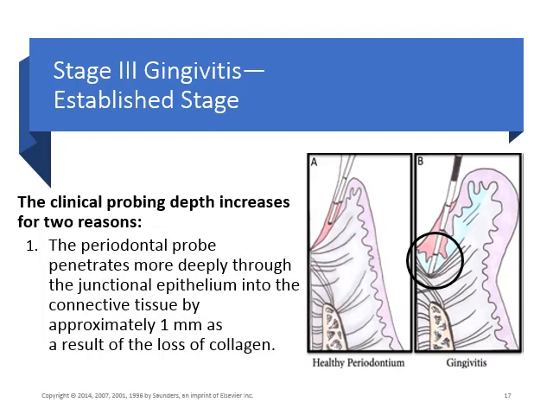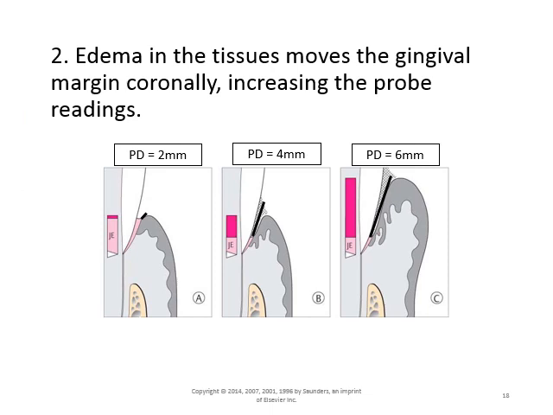The clinical probing depth increases for two reasons. One, the periodontal probe penetrates more deeply through the junctional epithelium into the connective tissue. If you look at picture B, it shows the periodontal probe going through the junctional epithelium into the connective tissue. Or two, edema in the tissues moves the gingival margin coronally, increasing the probe readings.